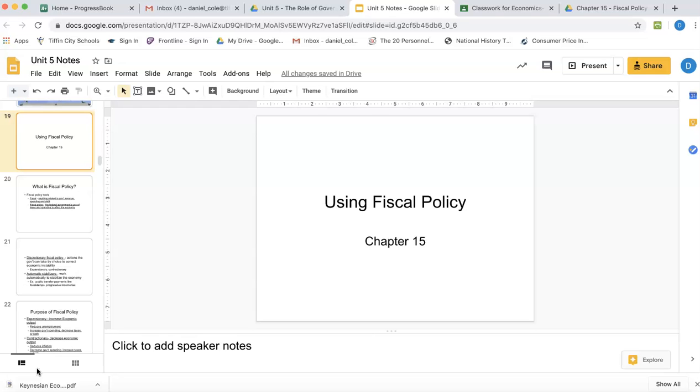Okay. So chapter 15, using fiscal policy. We've got it today. The goal is to basically find out what fiscal policy is. And then on Wednesday and Thursday, we'll get into actually how we use it.